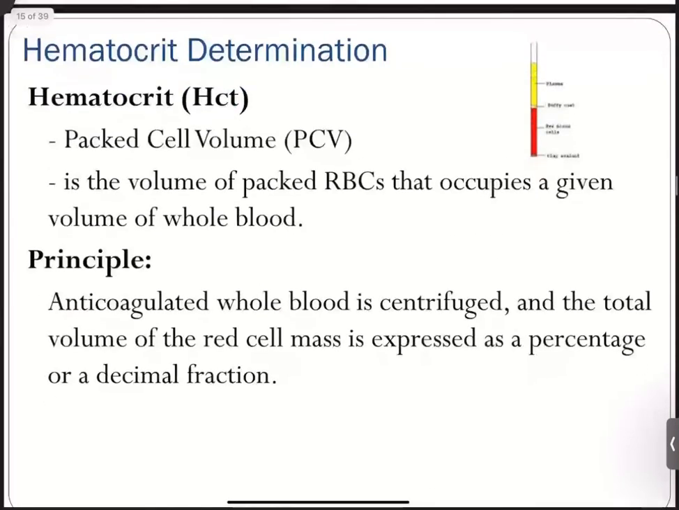Next is your hematocrit determination. This is the packed RBCs. Okay? This is usually used in evaluating the RBC content of the blood per volume of your whole blood. The principle is that the anticoagulated blood is centrifuged and the total volume of the red blood cell mass is expressed in percentage or decimal fraction.